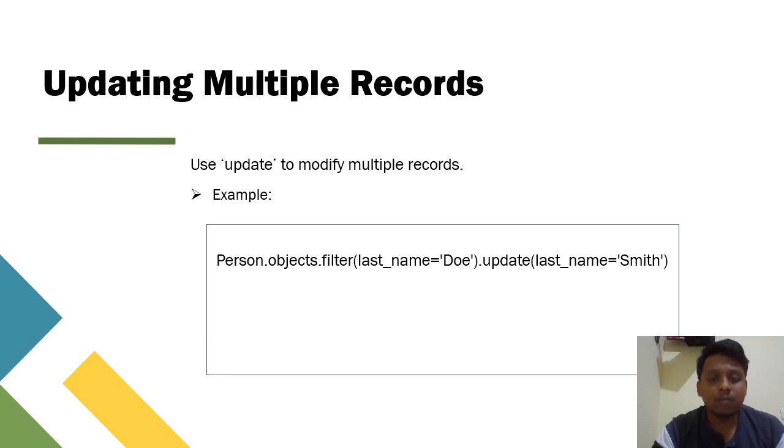Now let us look into updating multiple records. Using update to modify multiple records: Person.objects.filter where last name is equal to George, and to update we use .update(last_name='Smith'). So we update multiple records in a single line, where we need not call save or anything like in the last option. So we update multiple records.